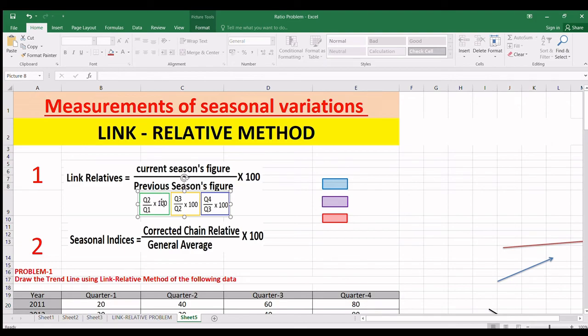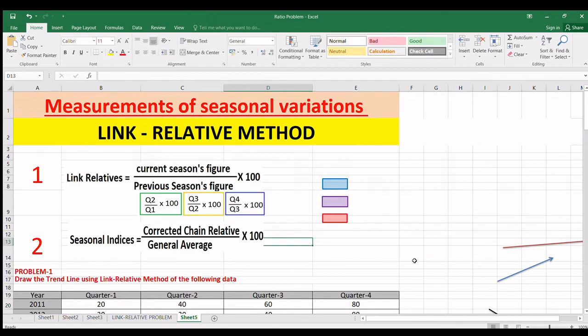So here I find the link relative for the second quarter. The second quarter is my current season's figure, and the previous quarter is my first quarter. In the same way for the third: quarter 3 is the current season's figure, quarter 2 will be the previous. Likewise, quarter 4 will be the current, quarter 3 will be the previous one. In this way we have to find the link relative. Once we get the link relatives, next we have to go with the chain relative. So let's start with this.